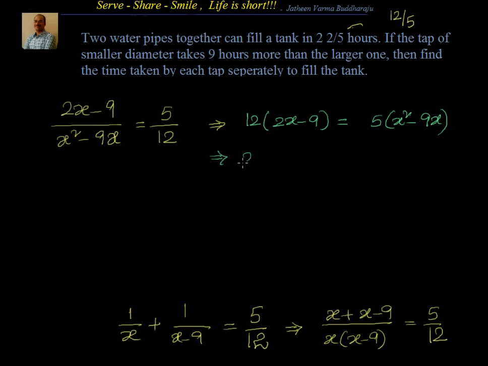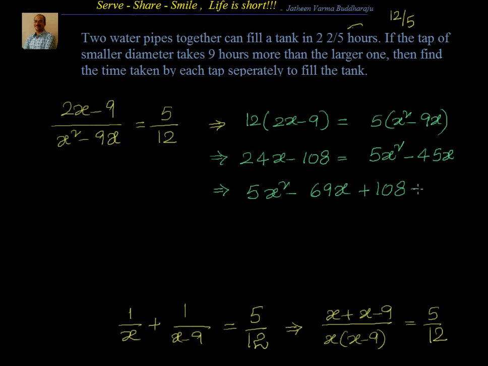Simplify that further, we will have 24x minus 108 equal to 5x square minus 45x. Simplify further, the last step we will write down here: 5x square minus 69x plus 108 equal to 0. Now we have to do factorization again. We have to get two terms in such a way that the product is positive. That's good news. That means you have to add two numbers.